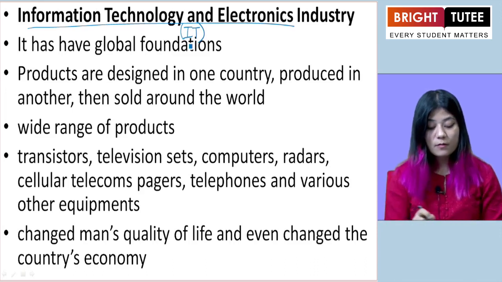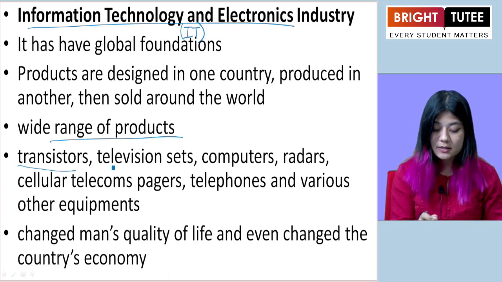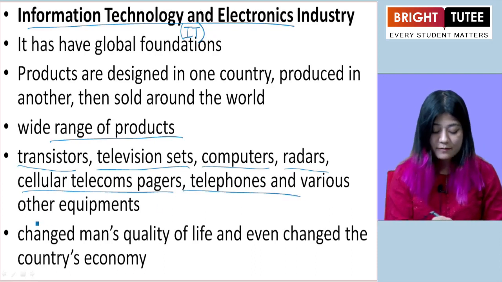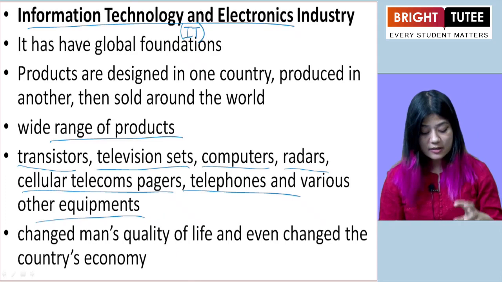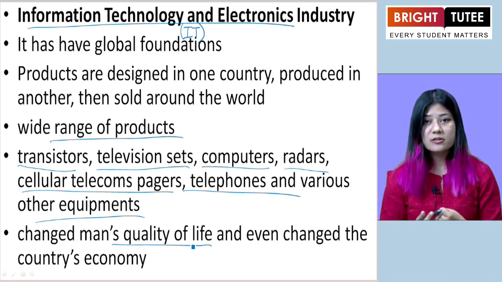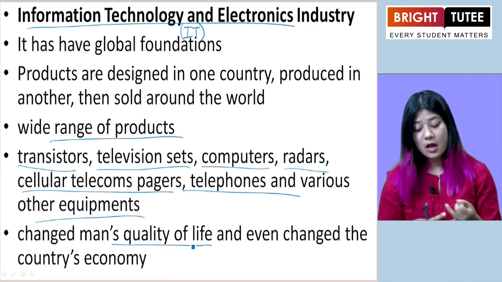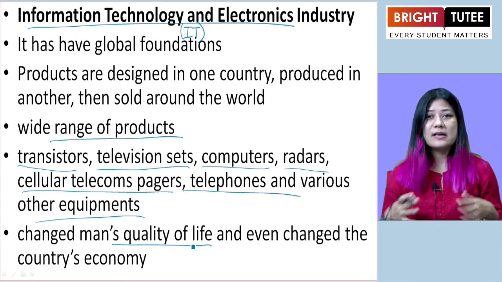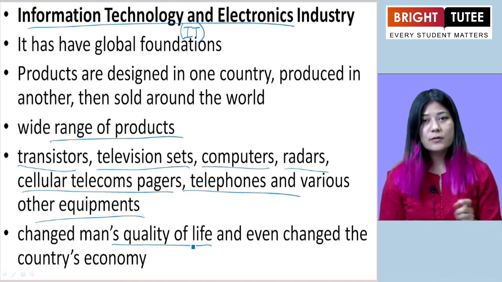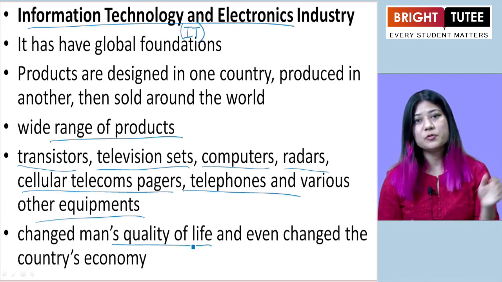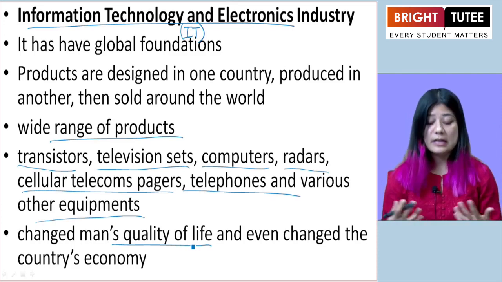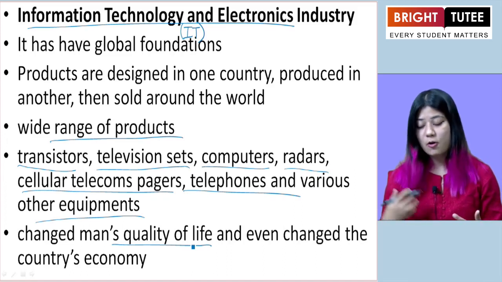So this industry involves a wide range of products like transistors, television sets, computers, radars, cellular telecom pagers, telephones, and various other equipment. Now, this industry has helped change human beings' quality of life, because obviously with this industry we have received our cell phones, telephones, our TVs, our appliances, which make our life comfortable, easier. We don't have to do a lot of work today. With a button we can do everything, right? We don't have to shut the window. We just press a button on the remote and the window shuts itself. So this industry has changed the way we live, and our quality of life has improved.